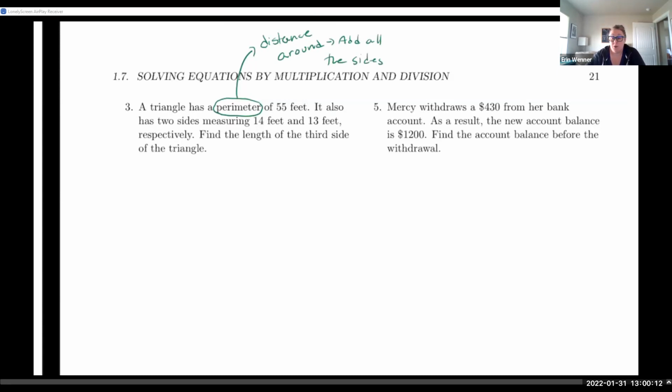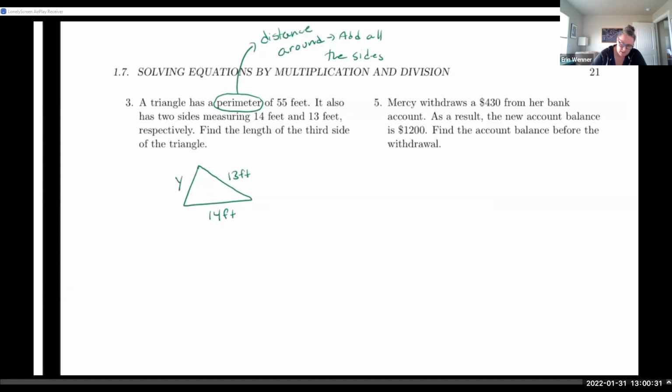So this is an example where drawing a picture is going to be helpful, or a diagram. So if I have a triangle and it says 2 sides, one is 14 feet and another is 13 feet, we need to find the length of the third side, which we don't know. So we're just going to call it Y. Change up your variables or else it gets really boring, right?